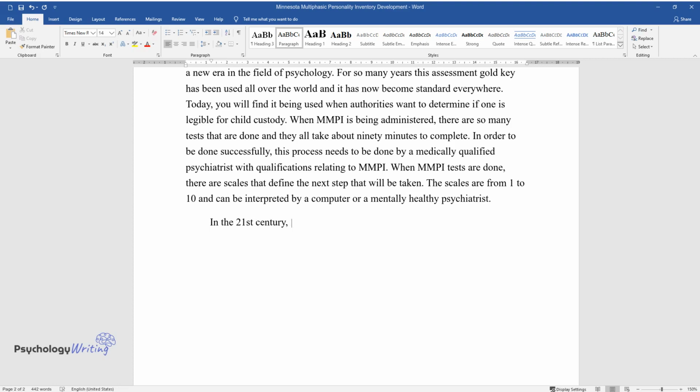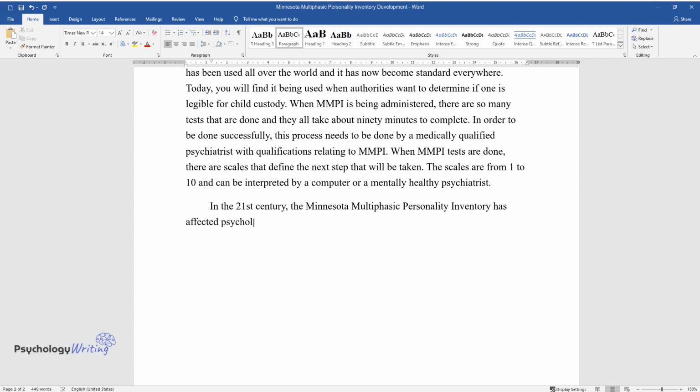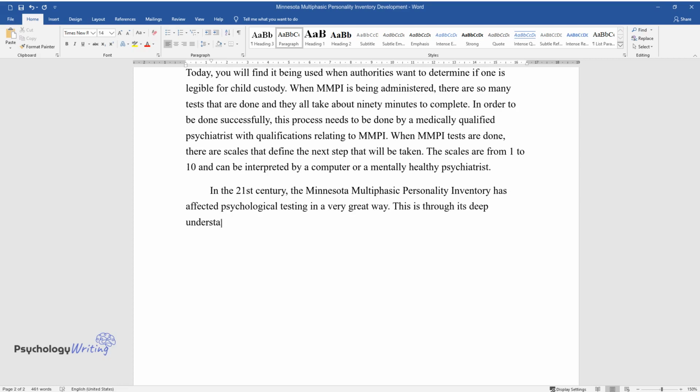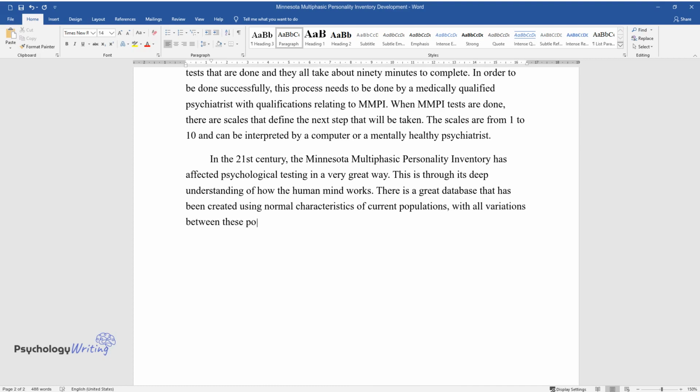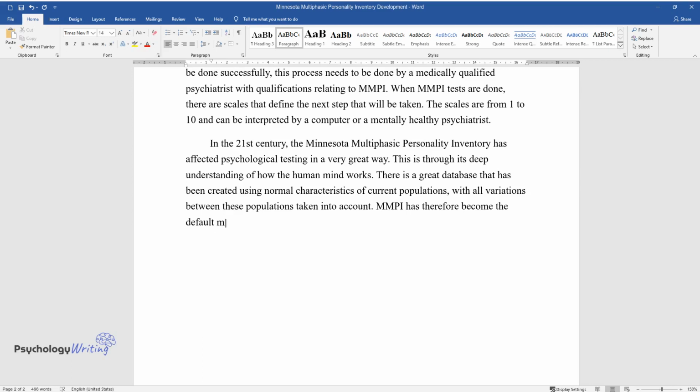In the 21st century, the Minnesota Multiphasic Personality Inventory has affected psychological testing in a very great way. This is through its deep understanding of how the human mind works. There is a great database that has been created using normal characteristics of current populations, with all variations between these populations taken into account. The MMPI has therefore become the default method of testing in this century.